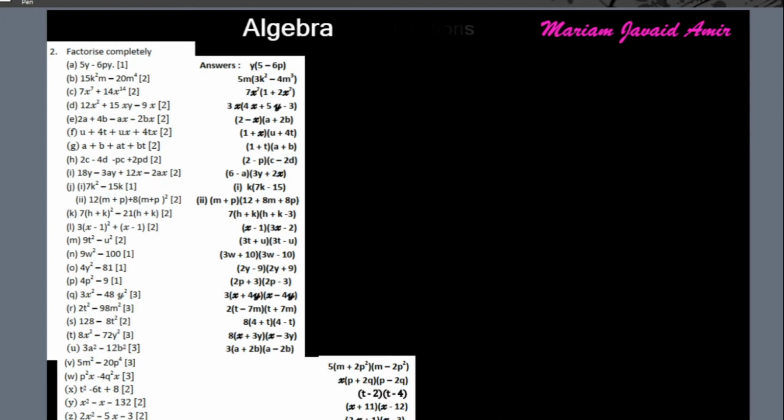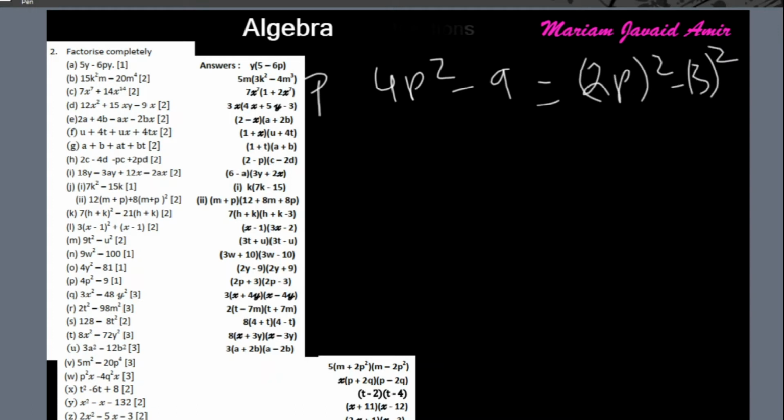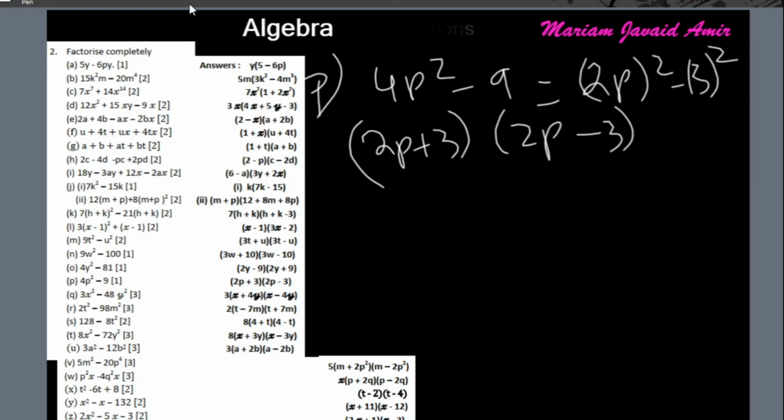Part P is 4p square minus 9, which is (2p) whole square minus 3 whole square. So this becomes (a plus b) and (a minus b).